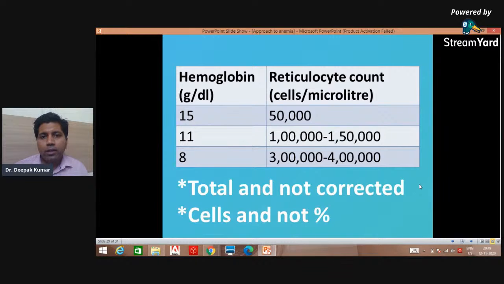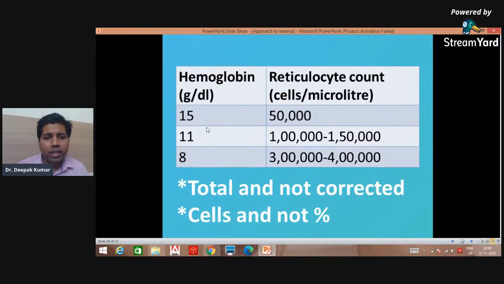And there is another way of evaluating anemia. This time it is a little bit more labor for the person doing the reports, but it is easy to understand. For a patient with hemoglobin of 15, the normal reticulocyte count, this time expressed as cells per microliter, not the percentage: in a normal human with a hemoglobin of 15 gram per deciliter, the reticulocyte count will be approximately 50,000. This is normal.